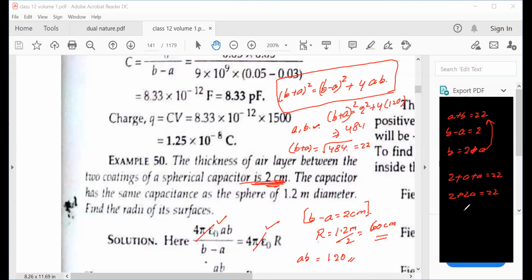So from this relation, we can say if we take 2 common, this becomes 11. It is A is equal to 11 minus 1. So A is equal to 10 centimeters. So if you got A is equal to 10 centimeters, from this B is equal to 2 plus A, it is 12 centimeters.